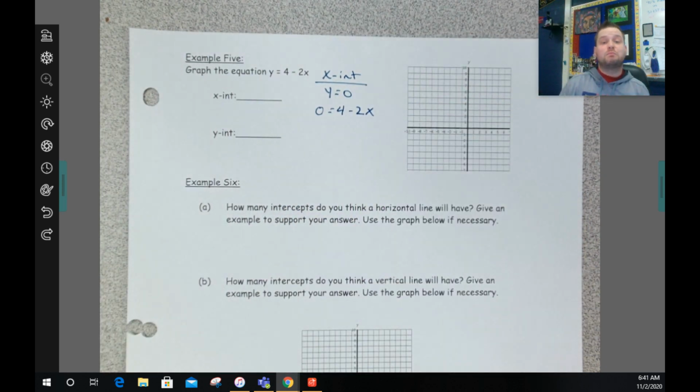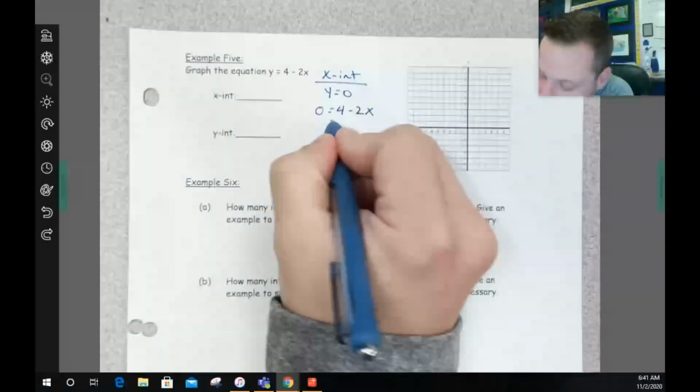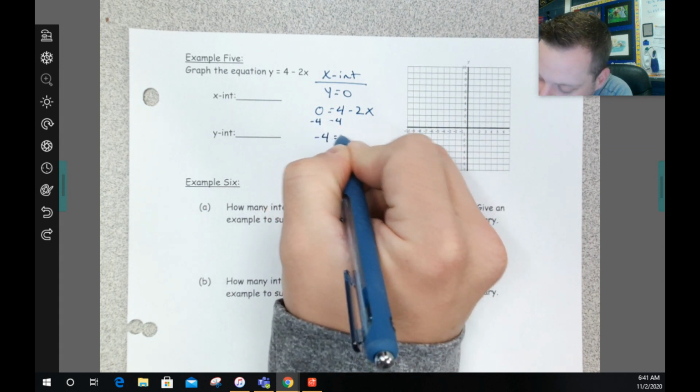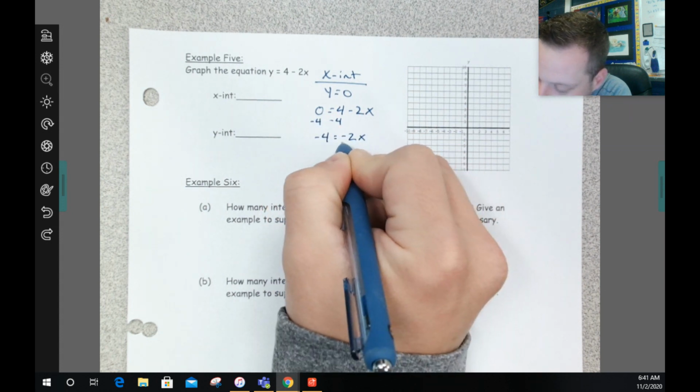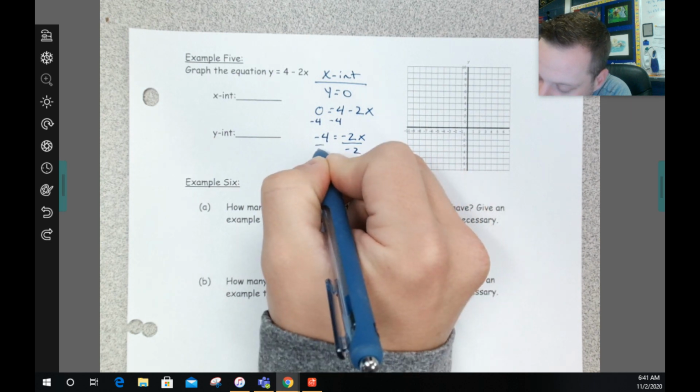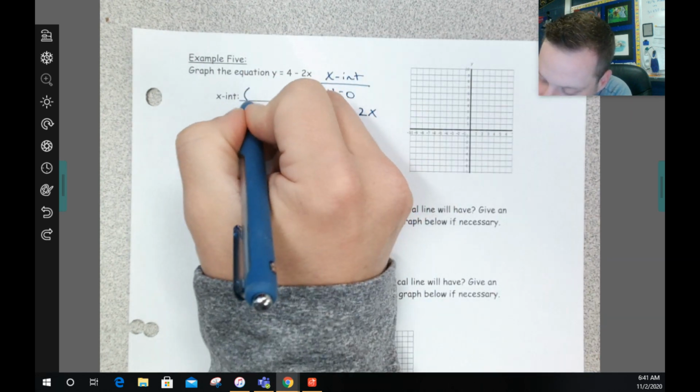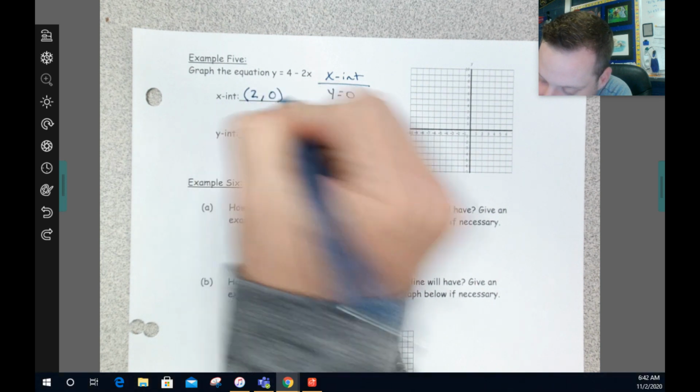And this takes us back to September, when we were solving two-step equations. To solve this, I subtract 4 from each side. So negative 4 equals negative 2x. Divide by negative 2, and we get x equaling 2. So there's our first x-intercept, (2, 0).